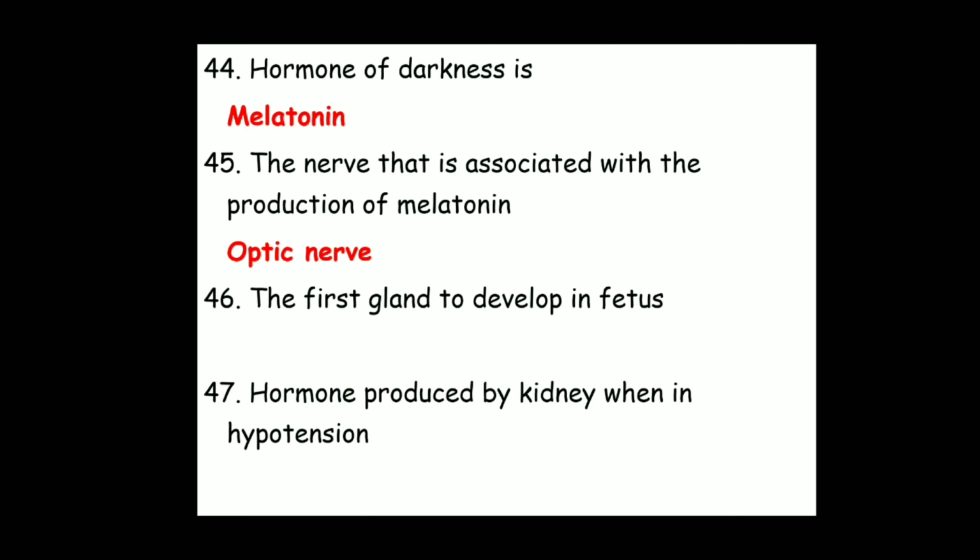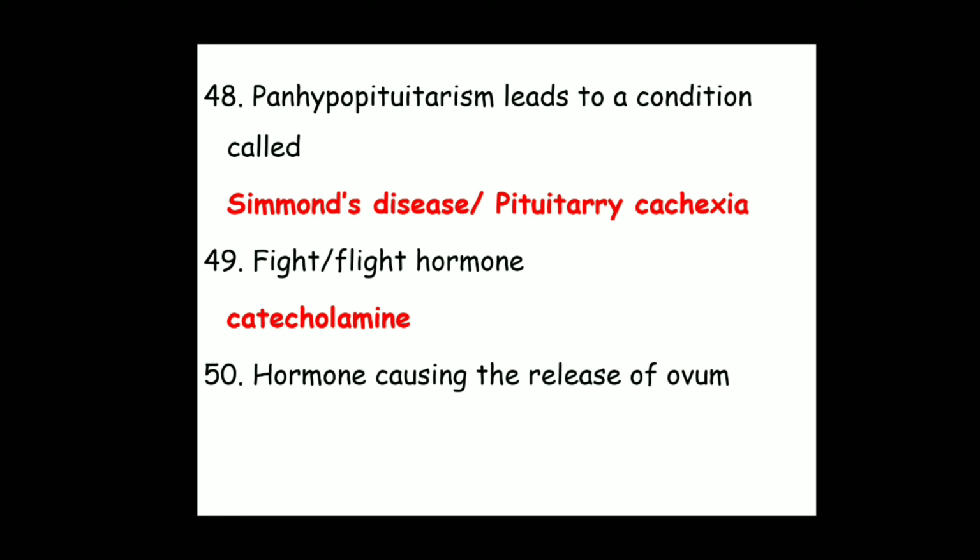The first gland to develop in fetus: thyroid. Hormone produced by kidney in hypotension: renin. Remember, RAS, the renin, angiotensin, aldosterone system. Panhypopituitarism leads to a condition called, try to recall, yes, Simmonds' disease or pituitary cachexia. Fight or flight hormone is catecholamine. Hormone causing the release of ovum: LH.